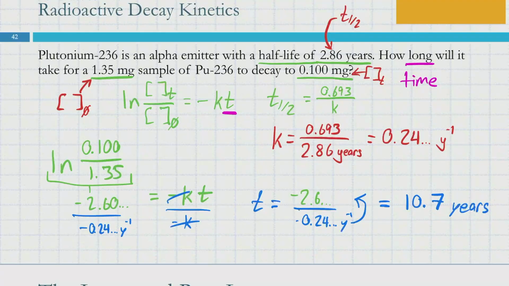As mentioned previously off the recording, we can get a rough estimate of whether we're correct by doing a ballpark calculation of how long it's going to take 1.35 milligrams to decay to 0.100 milligrams. We just want to figure out approximately how many half-lives.